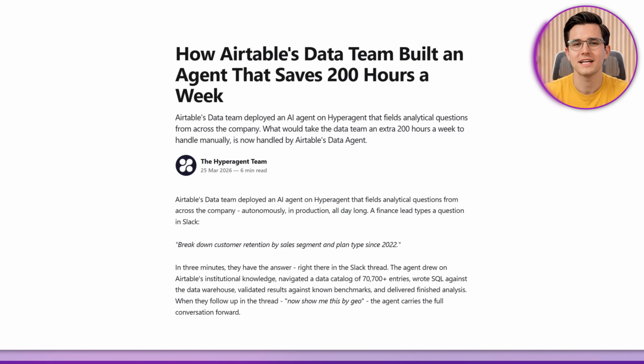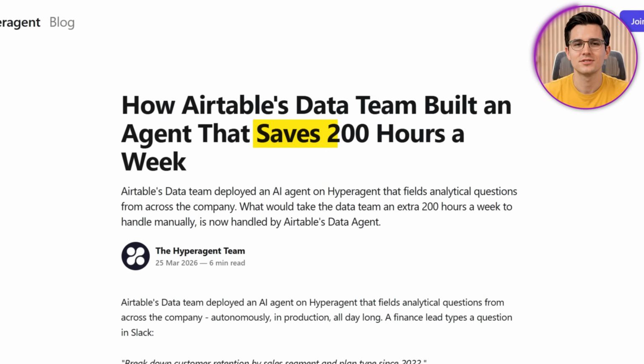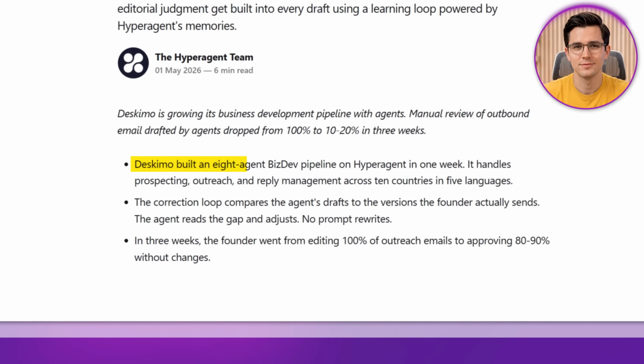And this isn't just my setup, the companies already running it are the convincing part. Inside Airtable itself, an agent answers questions across a data catalog of over 70,000 entries in Slack, saving their team around 200 hours every week. So this is a tool a working company already runs itself on. A co-working company called Deskimo built an 8-agent sales pipeline in about a week that runs its prospecting, outreach, and follow-ups on its own, and gets better every week off its own feedback loop.